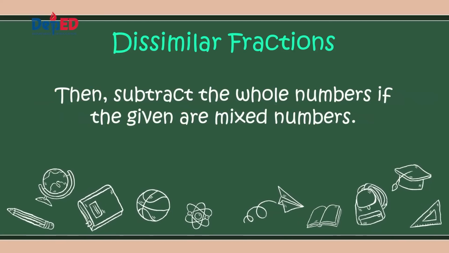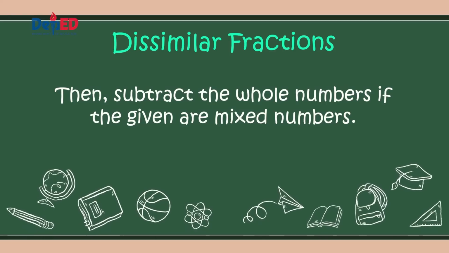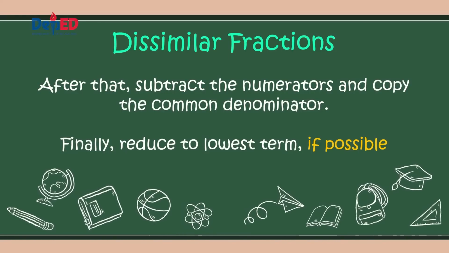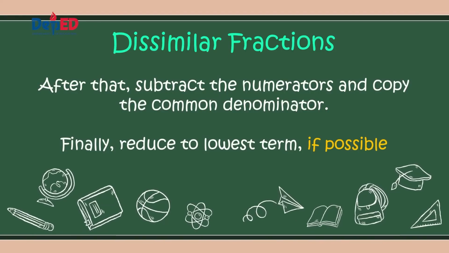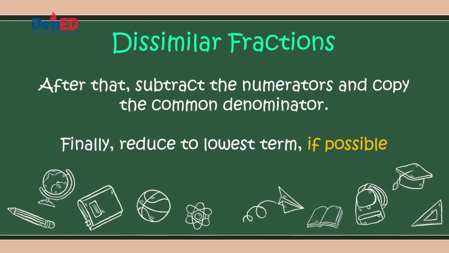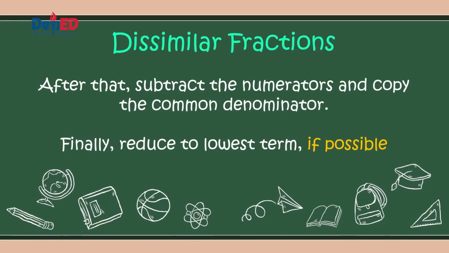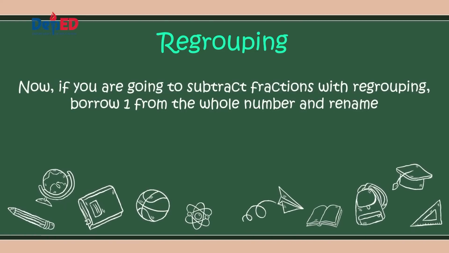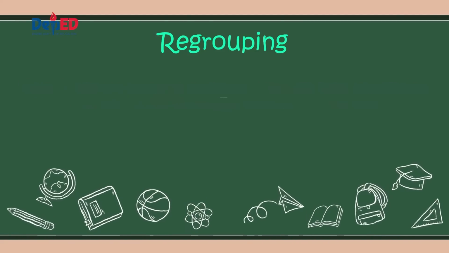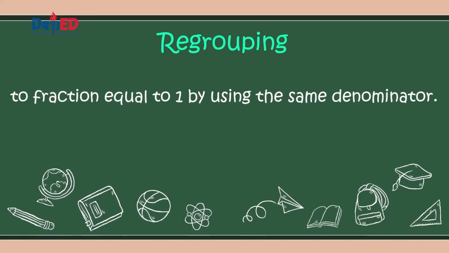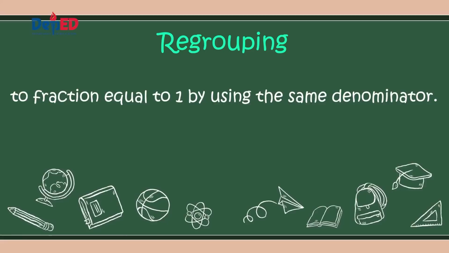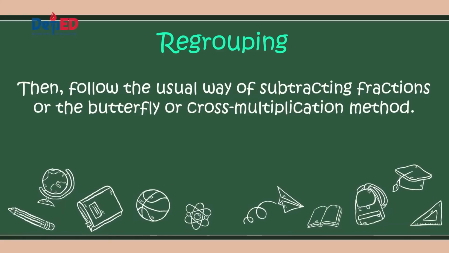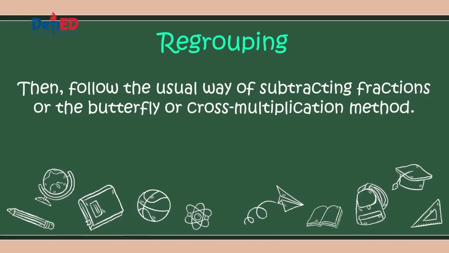Then, subtract the whole numbers if the given are mixed numbers. After that, subtract the numerators and copy the common denominator. Finally, reduce to lowest term if possible. Now, if you are going to subtract fractions with regrouping, borrow one from the whole number and rename it as a fraction equal to 1 by using the same denominator. Then, follow the usual way of subtracting fractions or the butterfly or cross multiplication method.